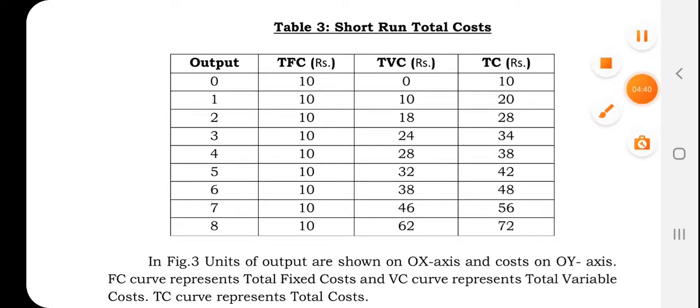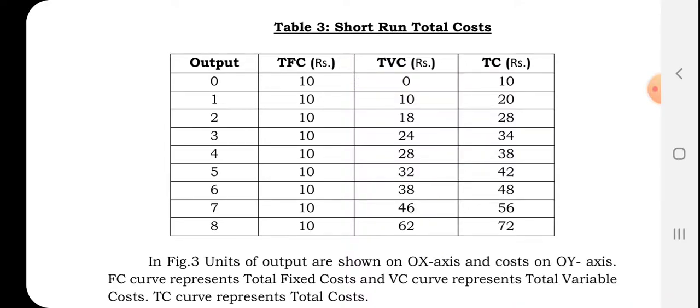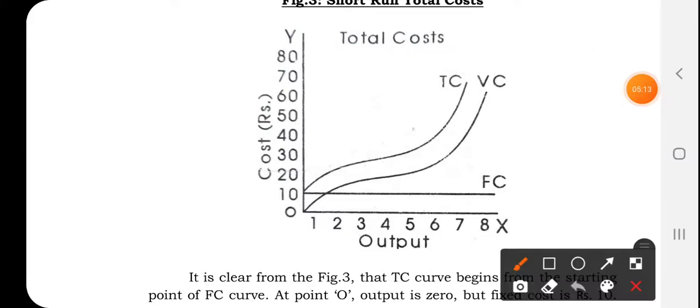The total cost is the sum total of fixed cost plus variable cost. When you add the fixed cost to the variable cost, you get total cost. Since the total fixed cost remains the same, it is parallel to the OX axis. Total variable cost is showing an upward, increasing trend. So the total cost will take the shape of the total variable cost. You can see how this total cost is taking the shape of the total variable cost. This is the figure. This is the difference. When this is being added, the same difference you can see here also.